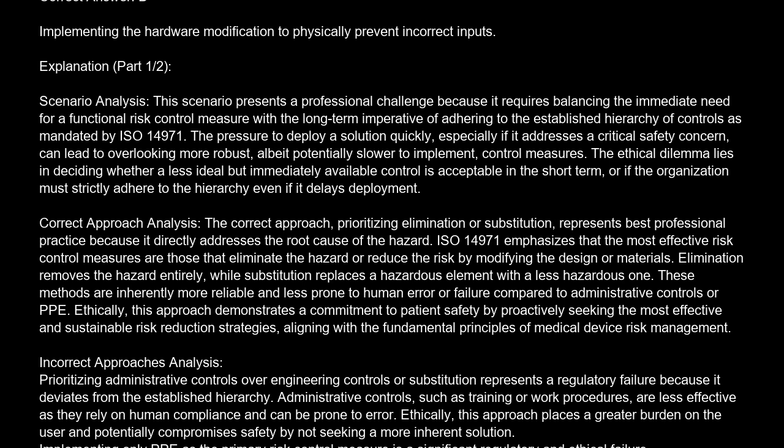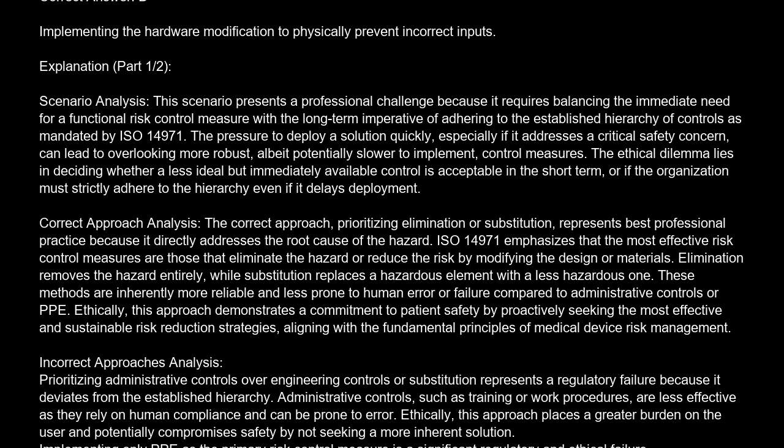Explanation. Scenario analysis. This scenario presents a professional challenge because it requires balancing the immediate need for a functional risk control measure with the long-term imperative of adhering to the established hierarchy of controls as mandated by ISO 14971. The pressure to deploy a solution quickly, especially if it addresses a critical safety concern, can lead to overlooking more robust, albeit potentially slower to implement, control measures. The ethical dilemma lies in deciding whether a less ideal but immediately available control is acceptable in the short term, or if the organization must strictly adhere to the hierarchy even if it delays deployment.